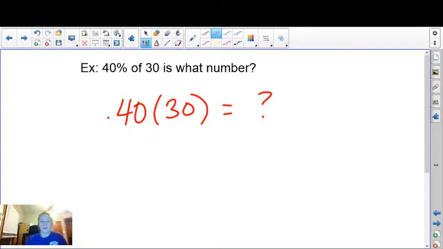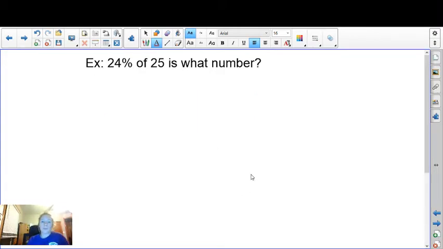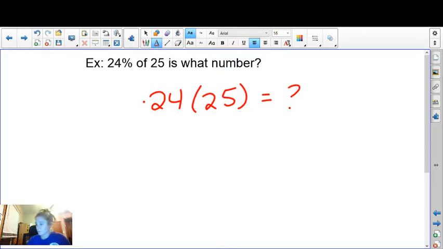So I'm going to go ahead and take that multiplication, and I should get 12. So what I can say here, if I can make a little bit more sense of it, is 40% of the number 30 is 12. Next one, 24% of 25 is what number? So 0.24 times 25 equals what? I'm going to do that in my calculator. I should get 6.